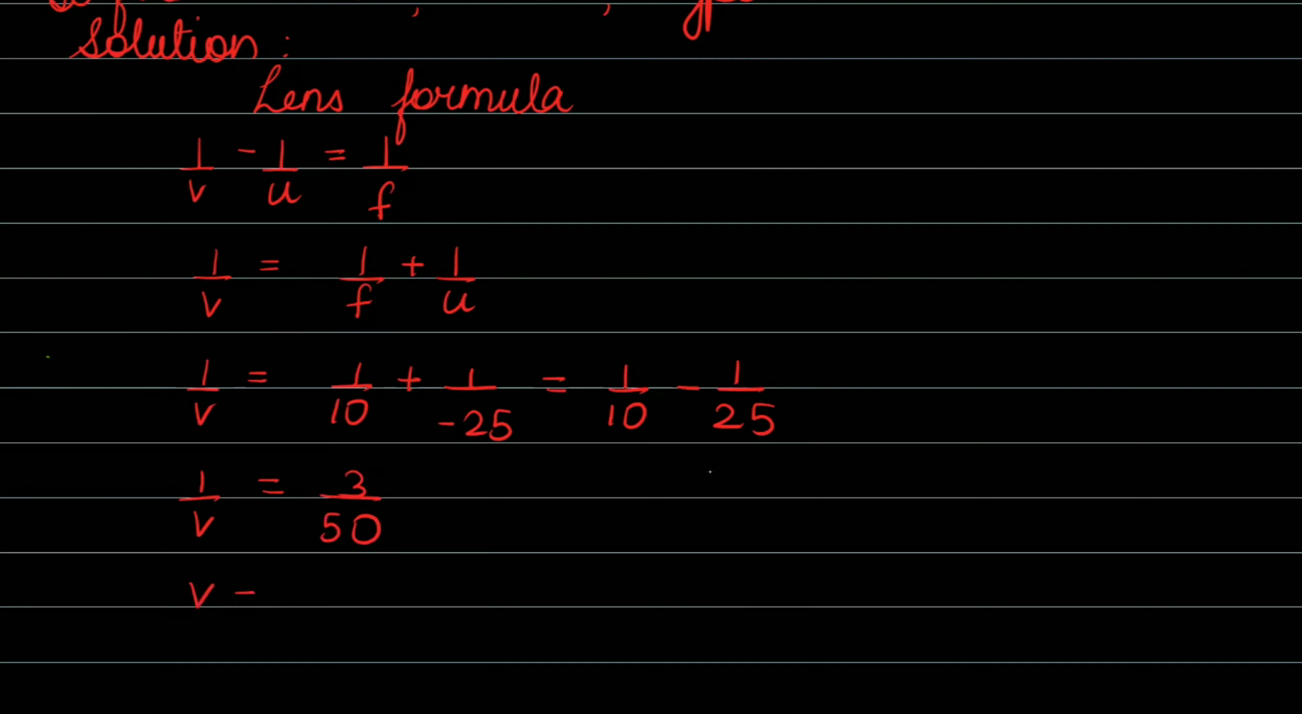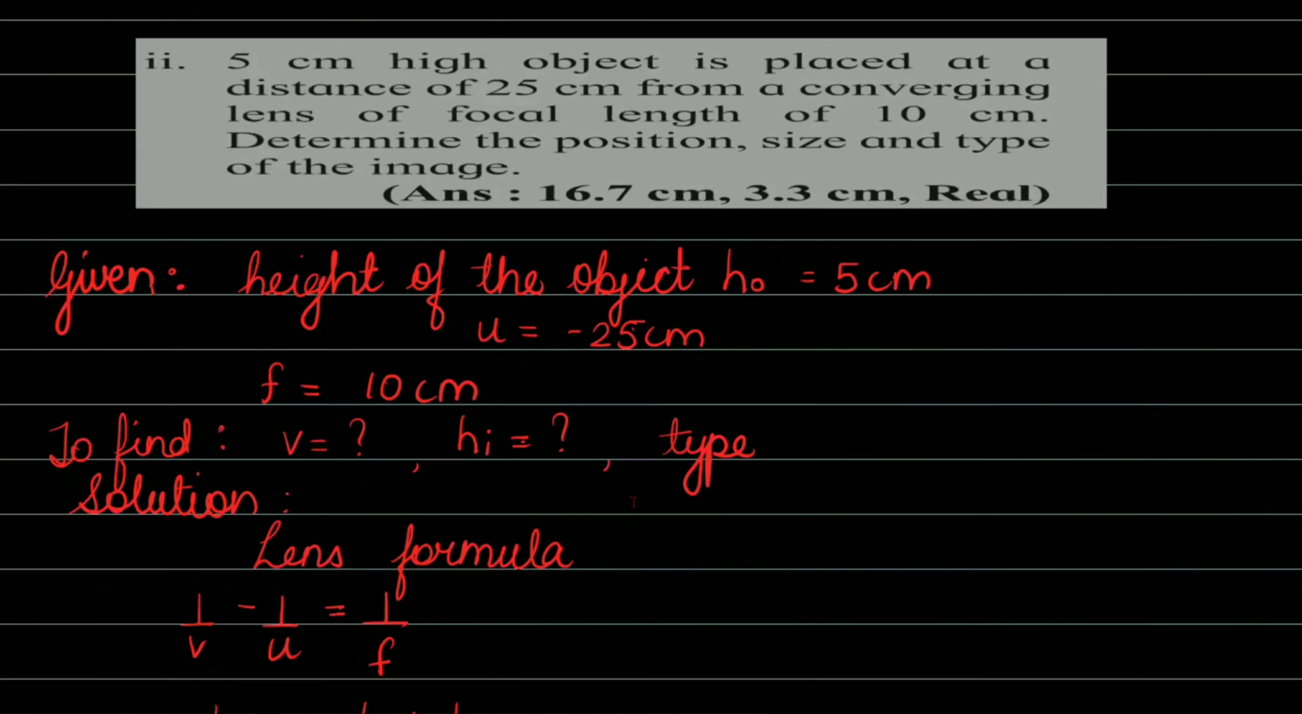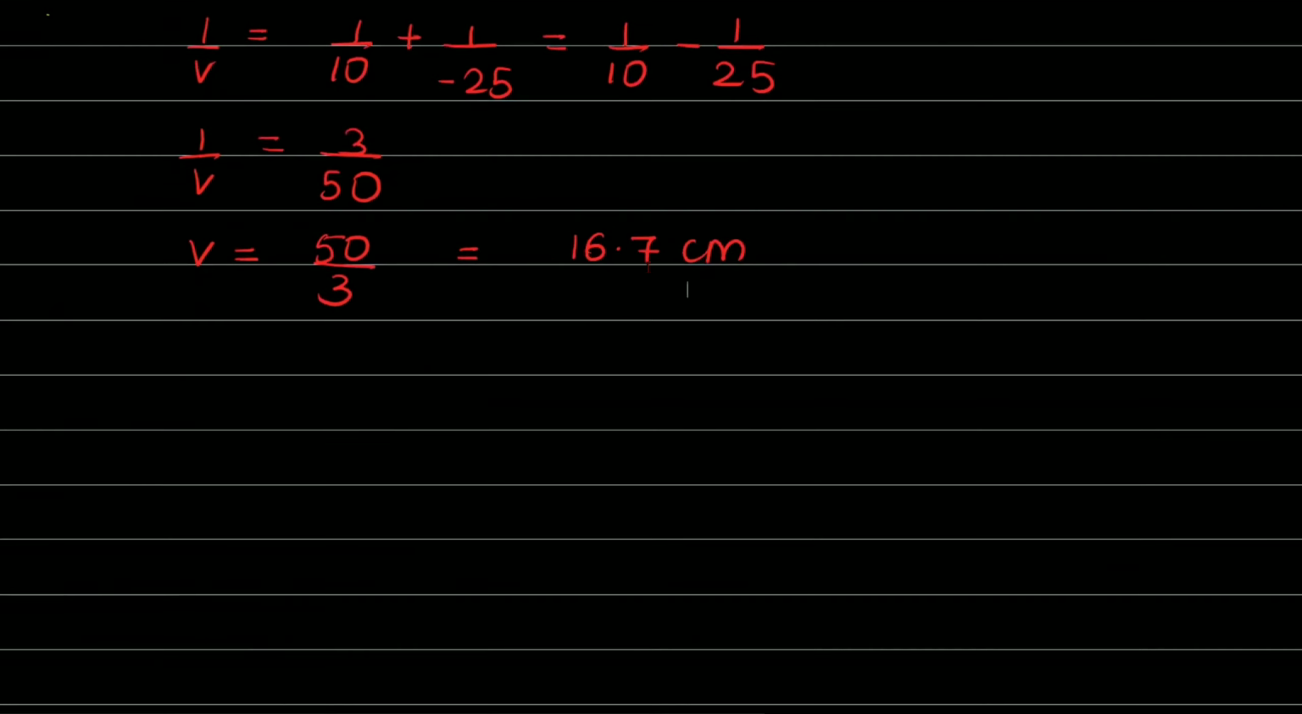So the final value for V, this is the inverse of V, can be written as 50 divided by 3. After dividing this, we get 16.7 centimeter. So thus the image is formed at 16.7 centimeter at right of the lens, because as it is a convex lens, the image formed is at the right side. So V will be equal to 16.7.